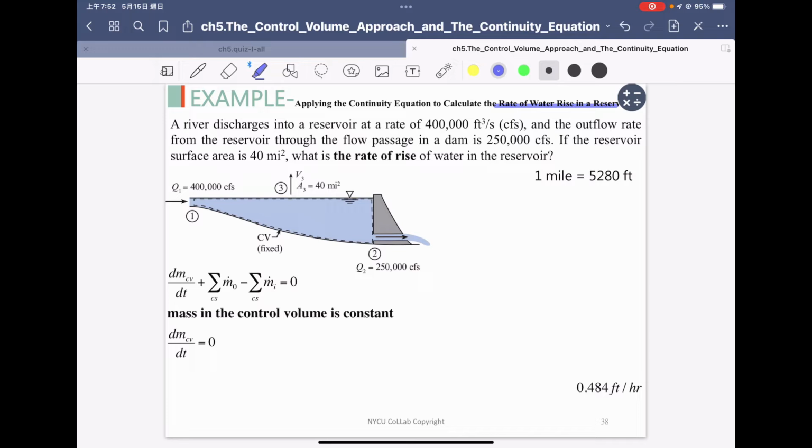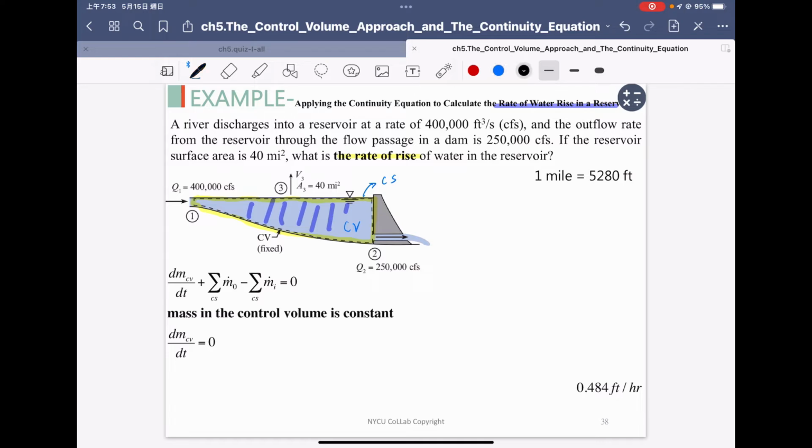Okay. So in the second exercise, we also need to apply continuity to calculate the rate of the water rising in the reservoir. Okay, so the most important thing here is the rate. The exercise already depicted the control surface. So the dashed line shown here is the control surface, which we fix, and inside is our control volume.